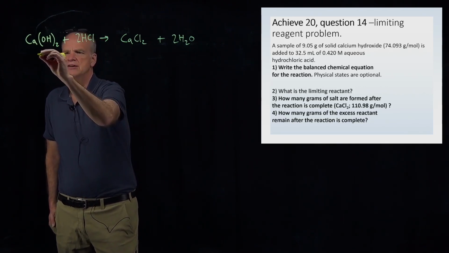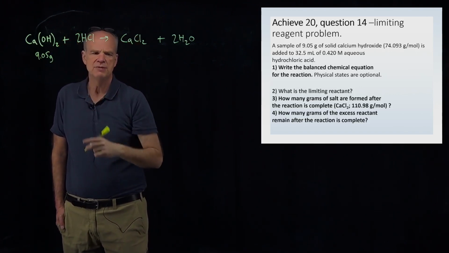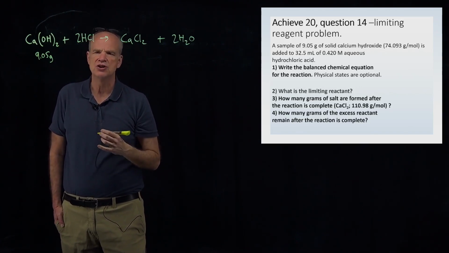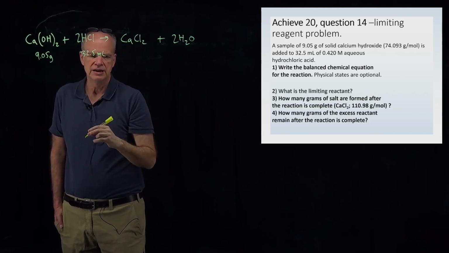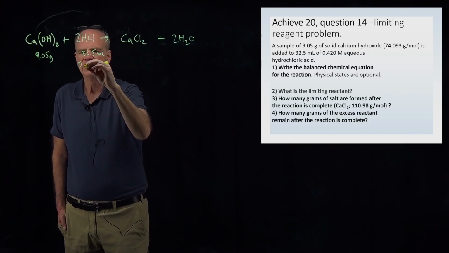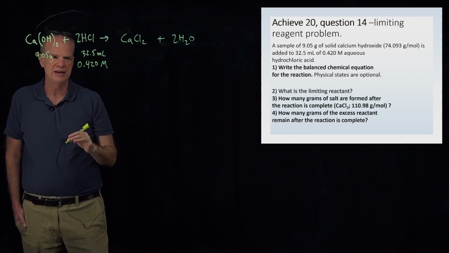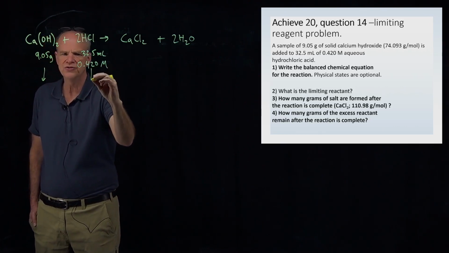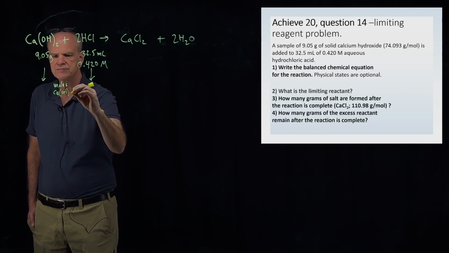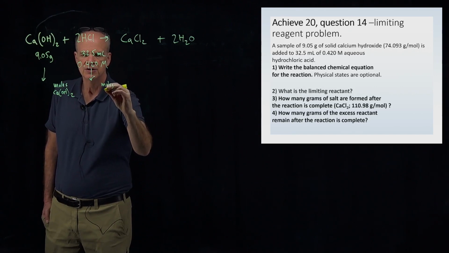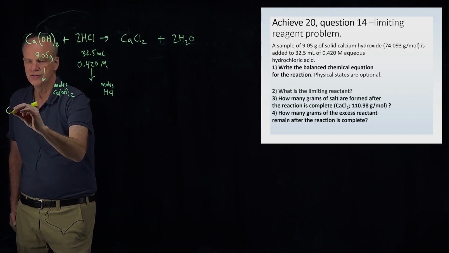So let's go ahead and take the information we have in the problem, see if we can get this into moles. We have 9.05 grams of calcium hydroxide. We are not given a mass of hydrochloric acid. Instead, we're given a volume and a concentration. So we have 32.5 milliliters of hydrochloric acid, and we have 0.420 molar hydrochloric acid. Let's go ahead and figure out the moles of each. We're going to try to find the moles of calcium hydroxide and the moles of hydrochloric acid. Let me do the calcium hydroxide first. That's pretty easy. So you start out with, so this is calcium hydroxide, right?